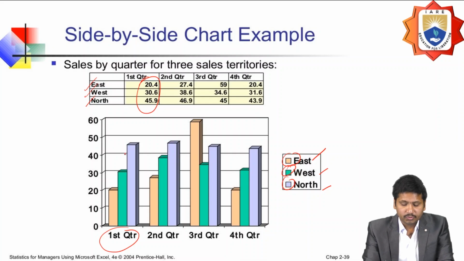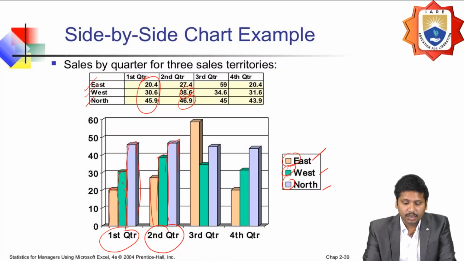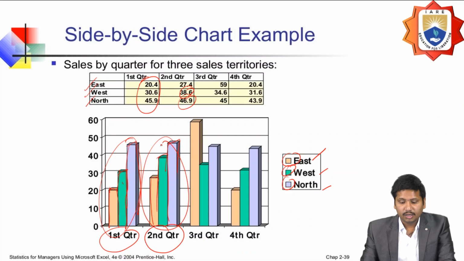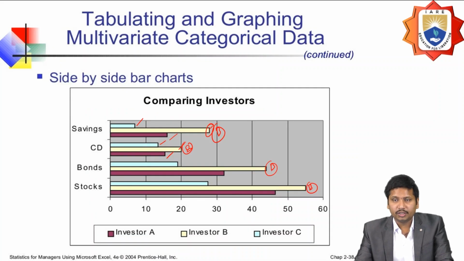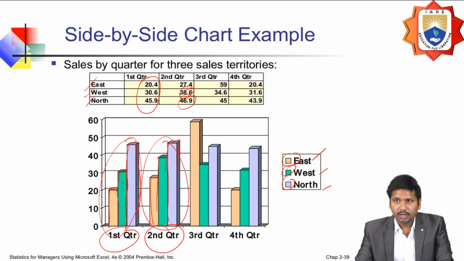Let us consider the first one here. East should be 20.4, so I mark the first bar here. And next one, Western. Similarly for the second quarter, I can show what the pattern of the bar chart should be for the Eastern one, and what the values should be for the West and North. So like this, I can represent a single variable, which is also called a side-by-side chart diagram. In a similar fashion it can be represented; it may be horizontal or vertical.